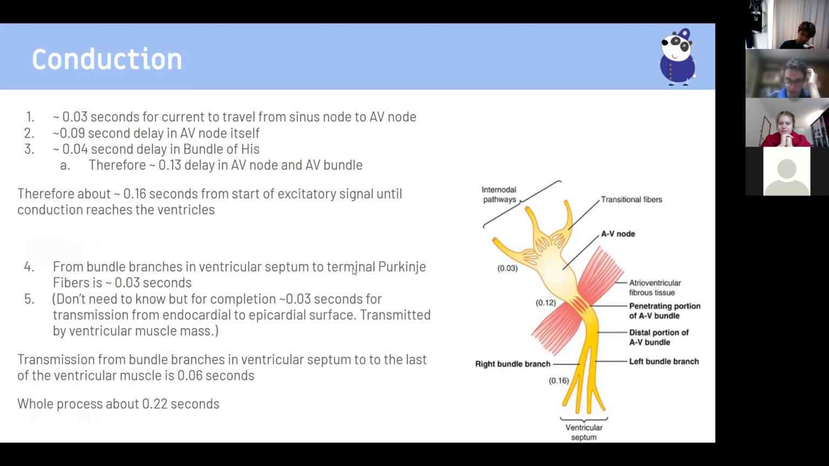Purkinje fibers transmit the conduction speed the fastest, really quickly. And then this you don't need to know, but it's just for completion. There's another 0.03 seconds in just getting it from the endocardial to epicardial surface. You don't need to know that. But that's essentially the whole time of the heart.